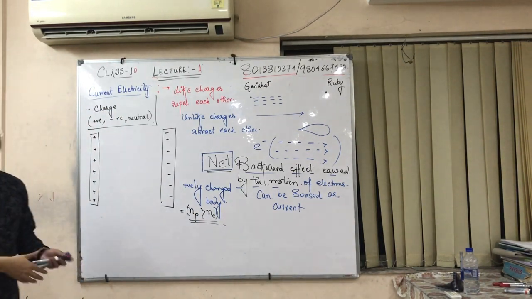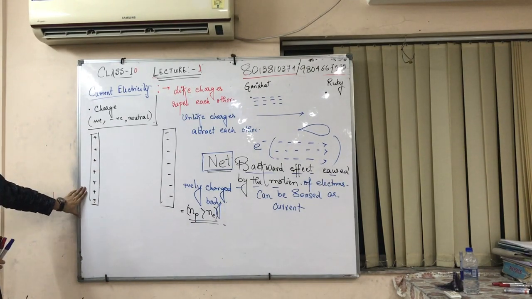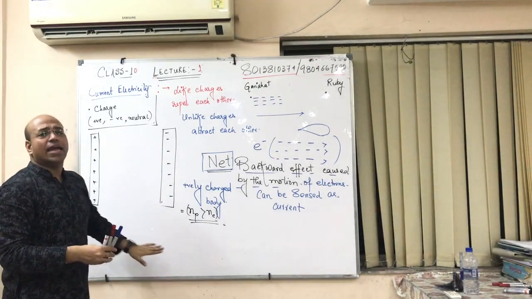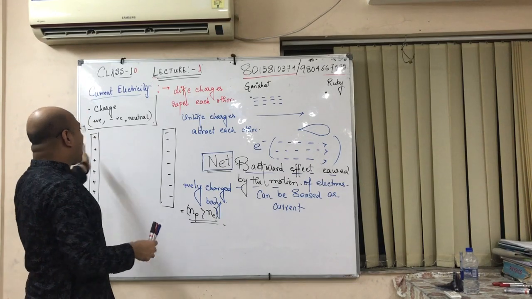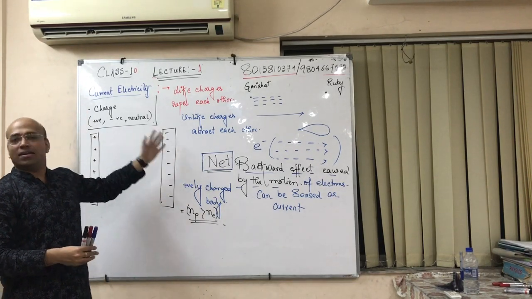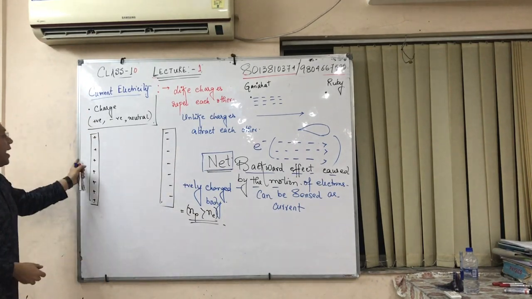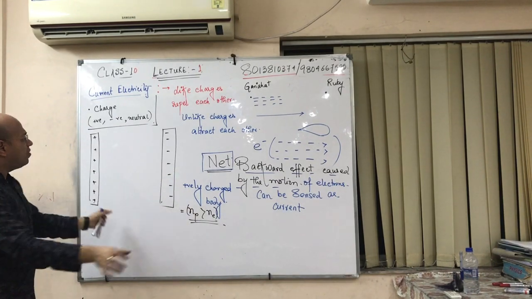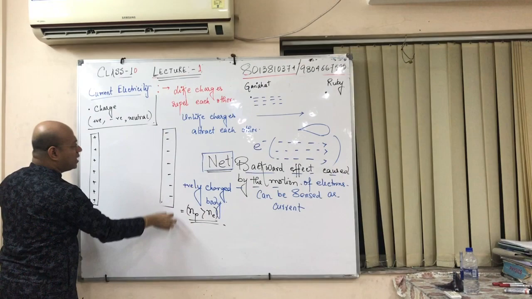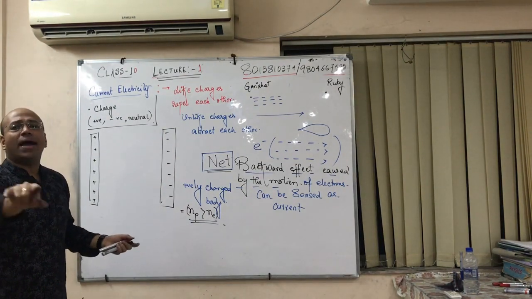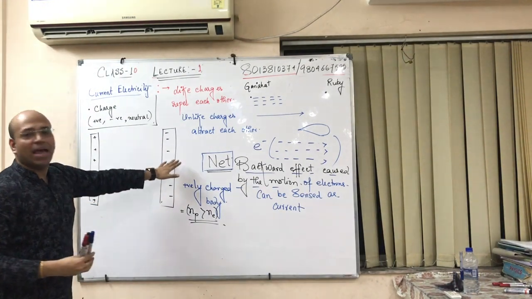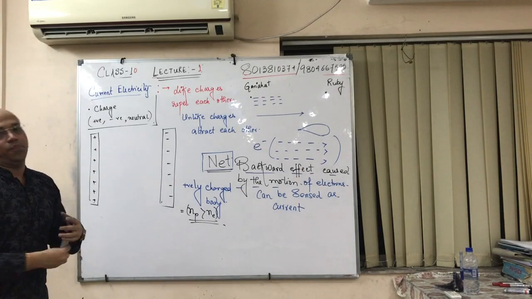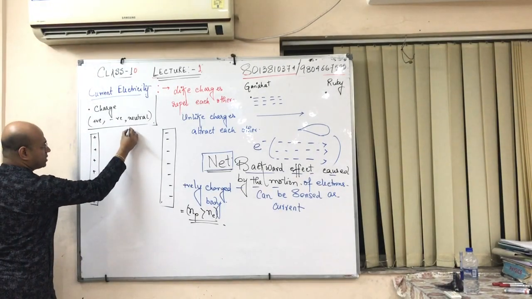So think in this way: this is a positively charged body and this is a negatively charged body kept at a distance apart. Now, sir, can they attract each other? Yes, they can attract each other, but we have placed them apart by some support. Now, very logically, you tell me.